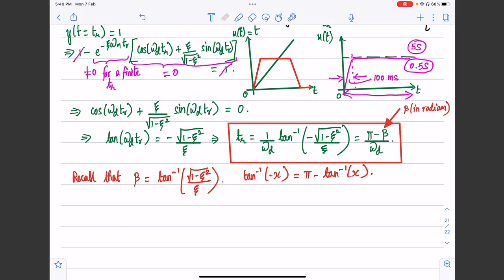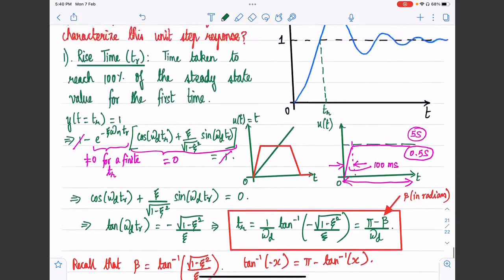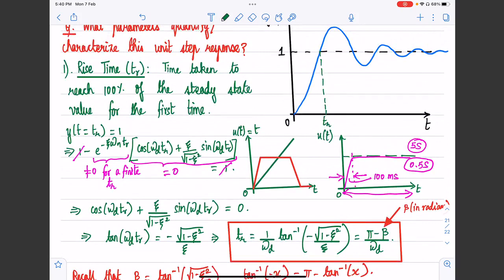All right. Immediately we can observe one thing: as the value of zeta decreases, the rise time also decreases. That means if I make the system more underdamped, if I keep on decreasing the value of zeta, the rise time decreases. If the rise time decreases, the system responds faster. That is something advantageous, is it not? A faster response from the system.